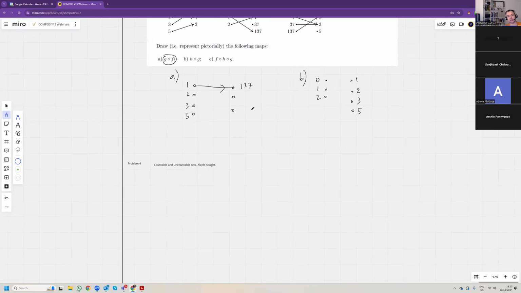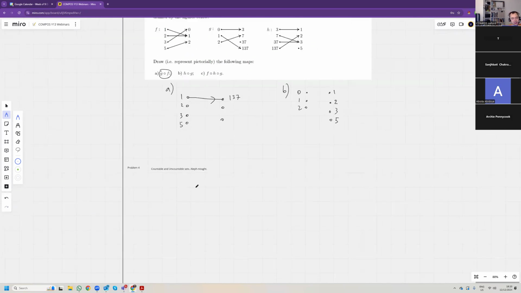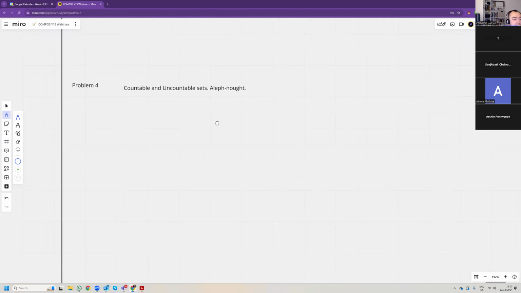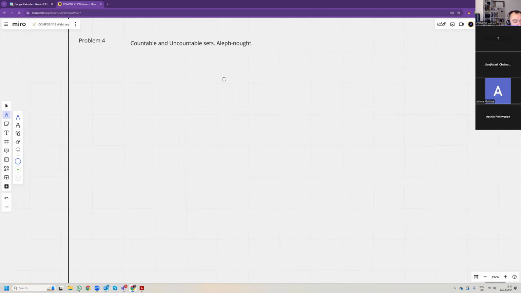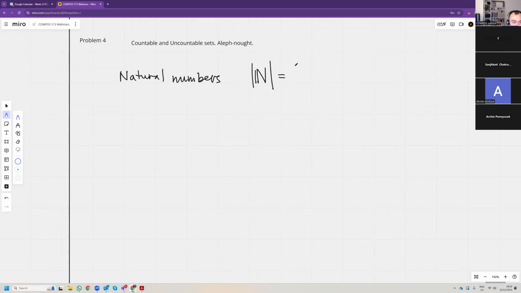All right. So countable and uncountable sets is the next part, and Aleph naught. So cardinality is just the number of elements in a set. And by definition, we define the cardinality of the natural numbers N. And we say the cardinality of N is Aleph naught. So what does that mean? That means that the number of natural numbers is Aleph naught.